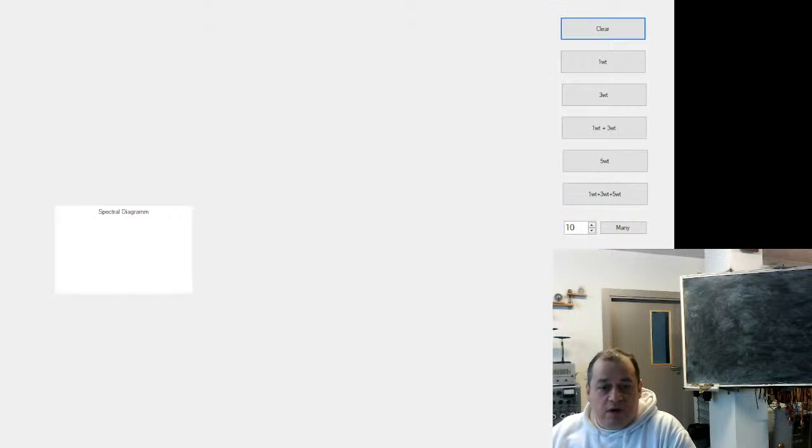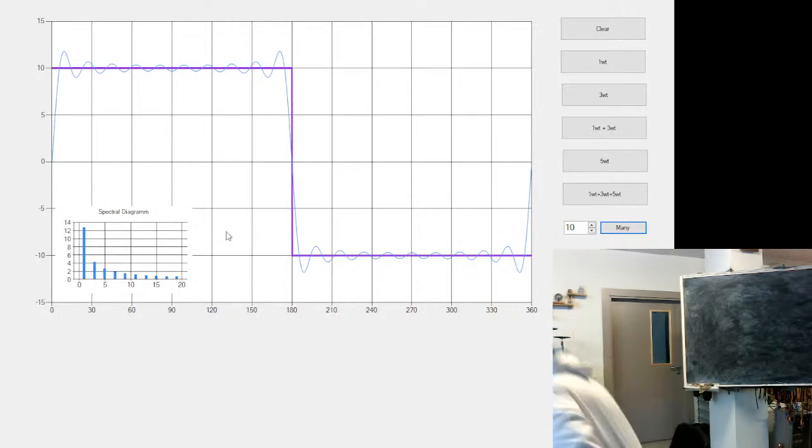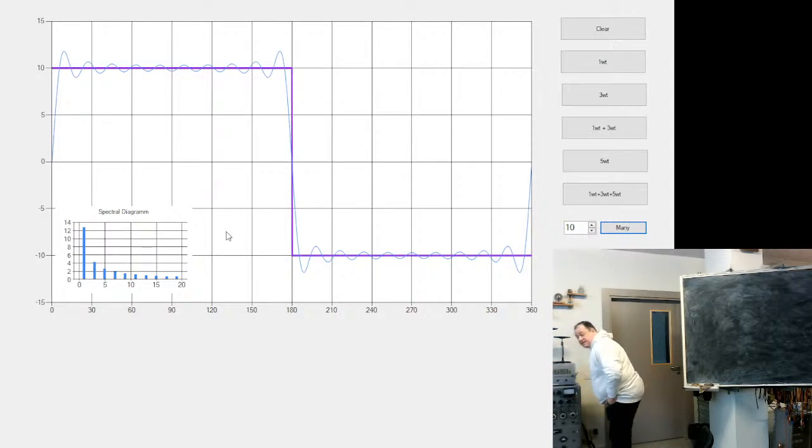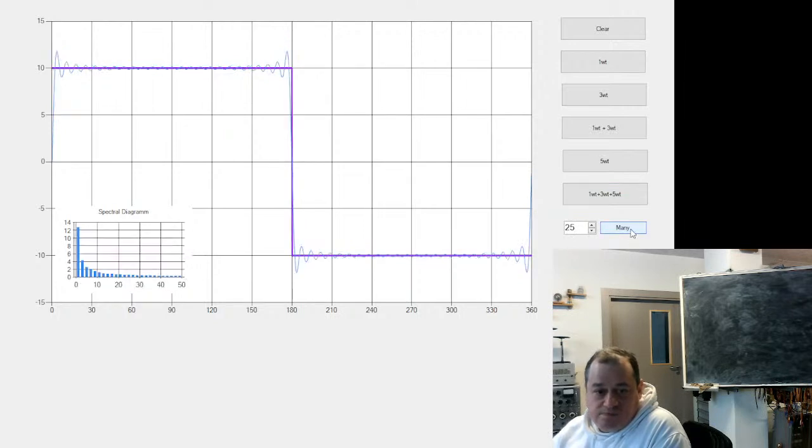Now I would like to add 10 harmonics. Here I have first, second, third, so 7 positions. If I had not 7 but 10, it will look like this. See, it's closer, yeah? If I add more components, it becomes closer, isn't it?